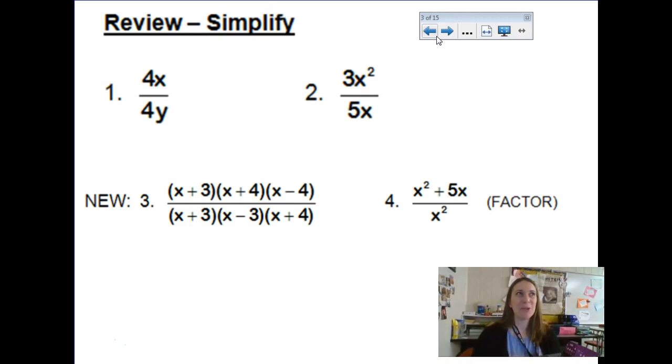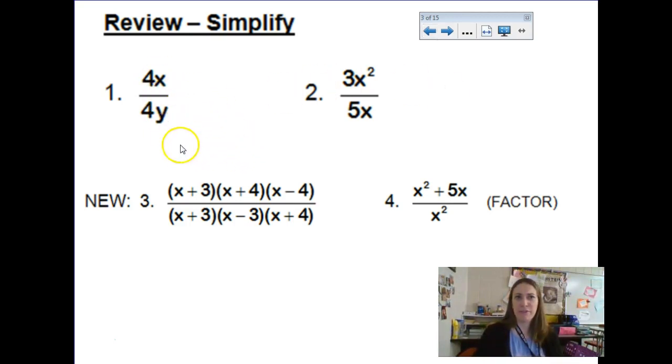Alright, so today we're going to be simplifying rational expressions. And we're going to be multiplying and dividing rational expressions. So rational expressions is a really fancy way of saying fractions. But because we're in Algebra 2, our fractions are going to look a little more complicated than your 5th grade fractions. So let's take a look here at number 1.